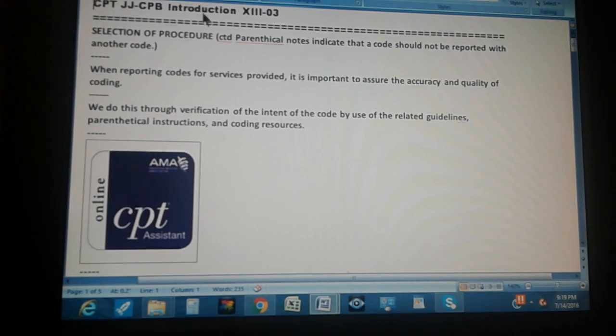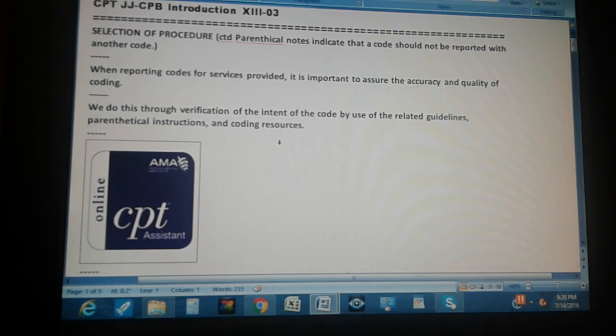We'll continue that section, and the next theory says that when reporting codes for services provided, it is important to assure the accuracy and the quality of the code. Accuracy and quality, okay? We must be precise, and it has to be well documented, right? We do this through verification of the intent of the code by use of the related guidelines. First is the related guidelines, the guidelines that usually come at the top of the category.